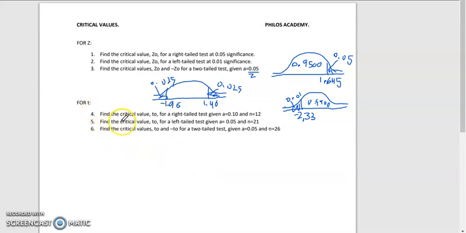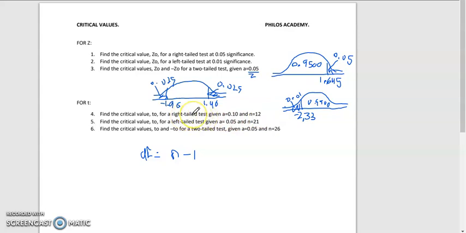Now for t, they say find a critical value t for a right tail test given alpha equals 0.10 and n equals 12. As for this one, you don't need to stress yourself much. Since they say right tail test, just find the degree of freedom. The formula for degree of freedom is n minus 1. So for this one, its degree of freedom will be 12 minus 1, which is 11, isn't it?